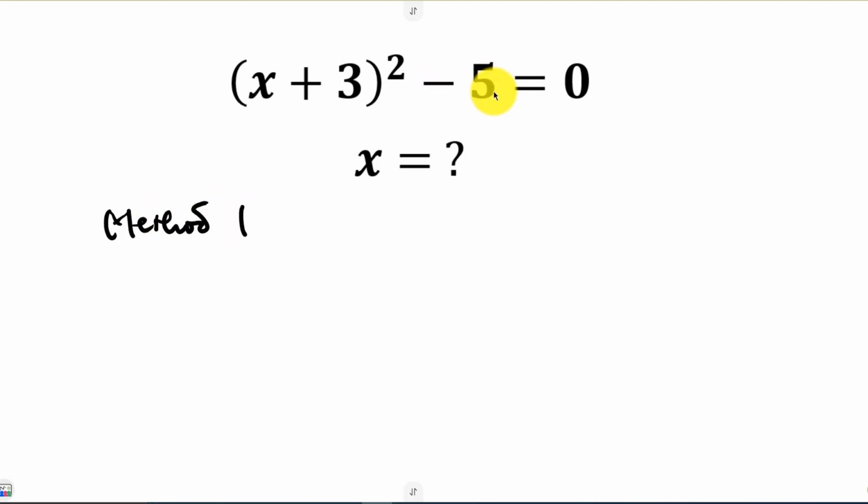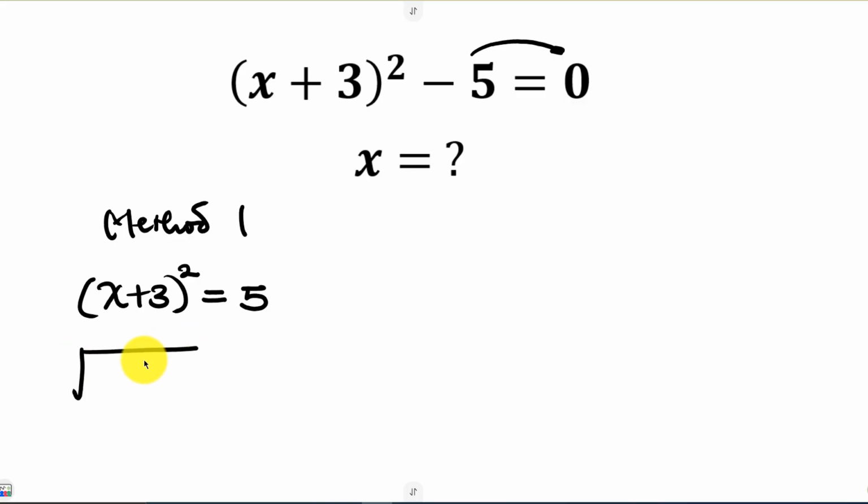For the first method, I'll move −5 to the right-hand side, so that we have (x + 3)² equal to, as −5 crosses to the right, it becomes positive 5. Good. Now let's get rid of this square. We do that by taking the square roots of both sides. So I'll take the square root of (x + 3)².